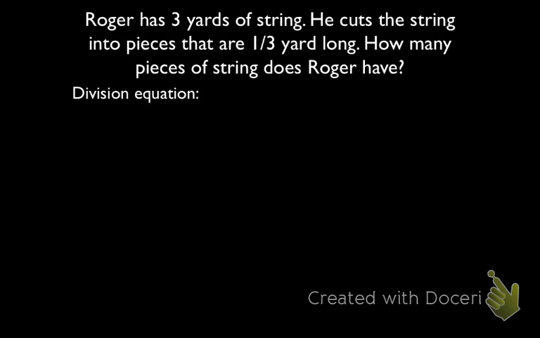Alright, let's check it out. First thing we want to do is figure out what our division equation is. Well, we know that Roger has 3 yards of string, and he's going to cut the string into pieces that are 1/3 of a yard long. So we want to figure out how many pieces of string does Roger have. That sounds like a division problem where our whole is 3, because we have 3 yards of string. We're going to want to divide that into pieces that are 1/3 yards long. And we want to figure out how many total pieces we're going to get at the end.